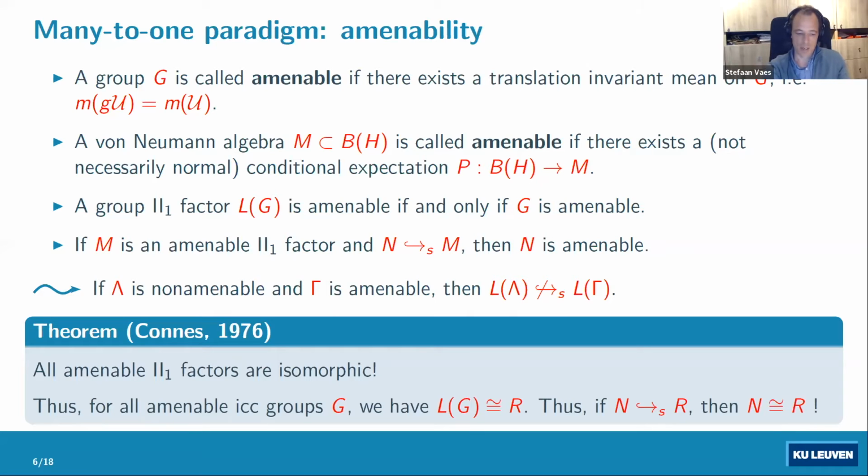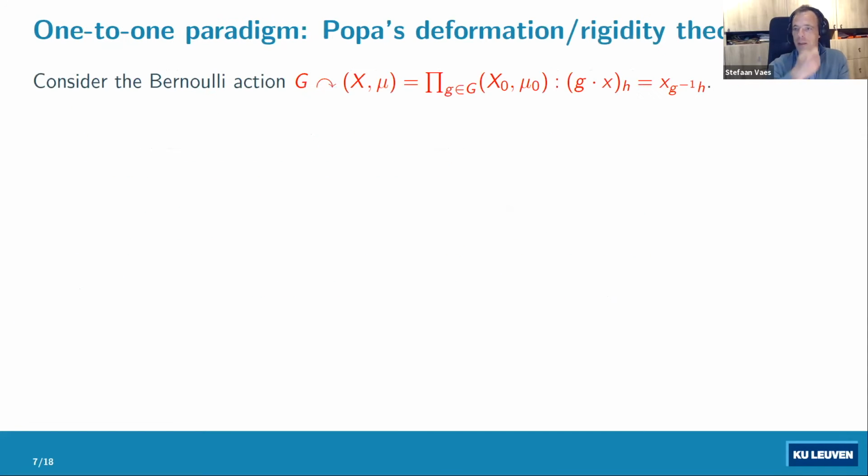So this amenability is a very striking notion. So that's one extreme. All amenable structures basically give rise to one and the same hyperfinite II_1 factor. Then there is the other side of the spectrum, where there is a lot of rigidity.